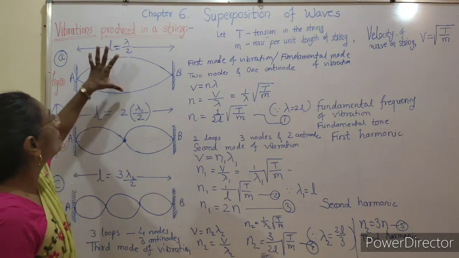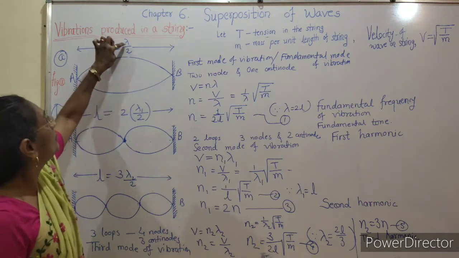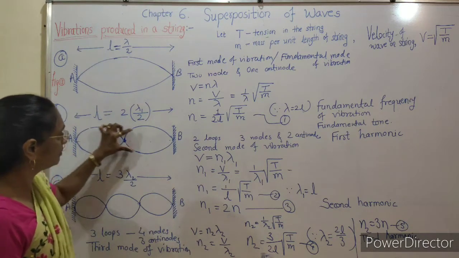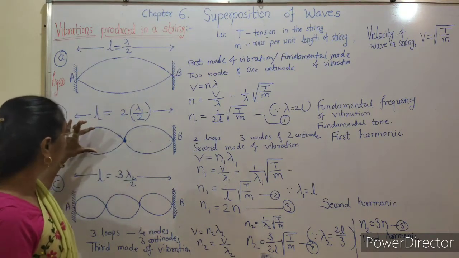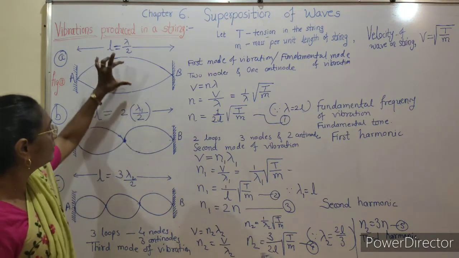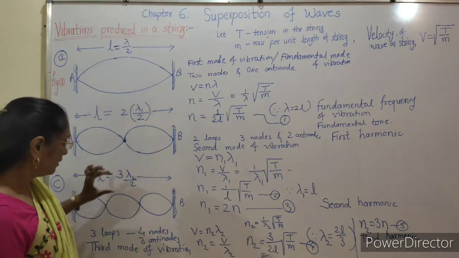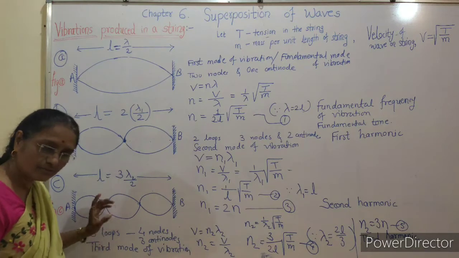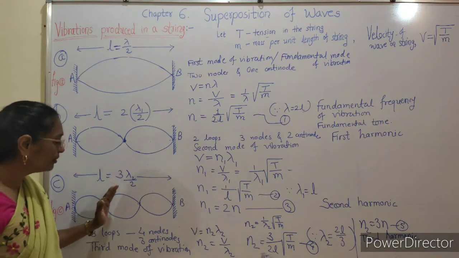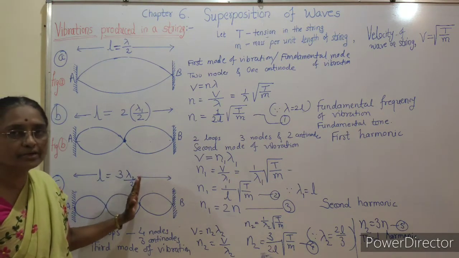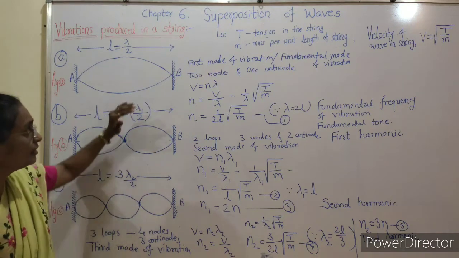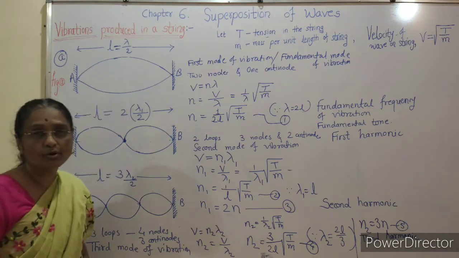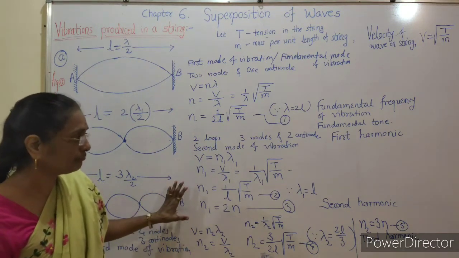In the first mode amplitude is large, wavelength is lambda. In the second mode of vibration, amplitude is slightly smaller than the first one. In the third, again the amplitude is smaller than the second one. Amplitude, wavelength, frequency, all are different from the fundamental mode of vibration.